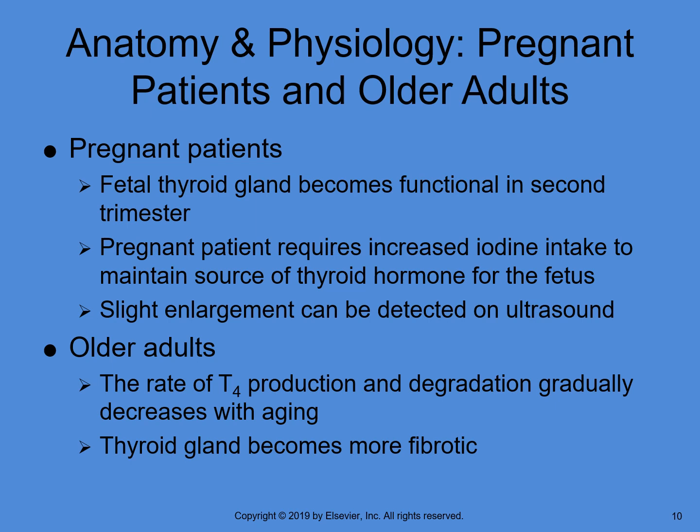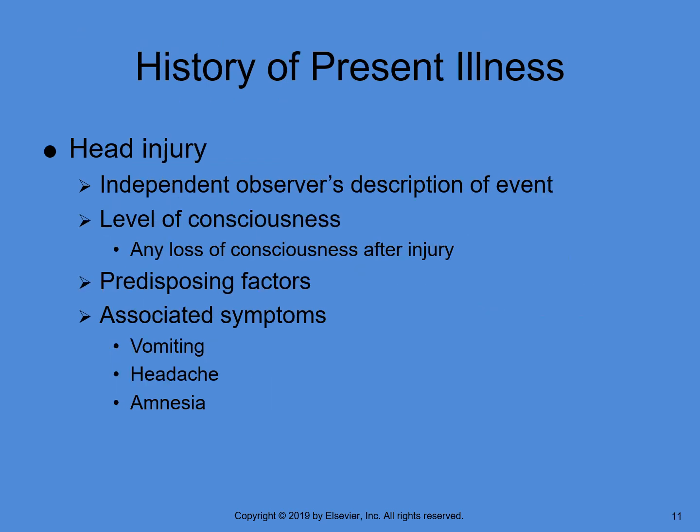In pregnant patients, the fetal thyroid becomes functional in the second trimester. Pregnant patients require increased iodine, and you might detect a slight enlargement. It's not uncommon at all for women to develop hypothyroidism after pregnancy. In older adults, the rate of T4 production and degradation decreases with aging, and the thyroid becomes more fibrotic.